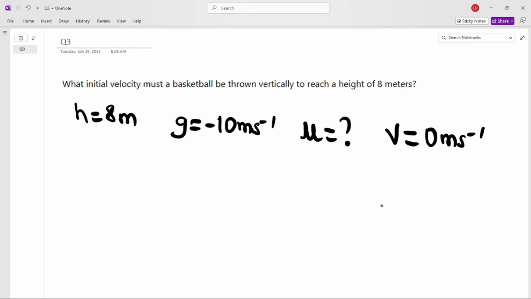Yes, sir. So that's why, in this question, what initial velocity must a basketball be thrown vertically to reach a height of 8 meters? So there's a maximum height of 8 meters. Once there's a maximum height, at that maximum height, there is always a final velocity of 0. So you take note of those things.